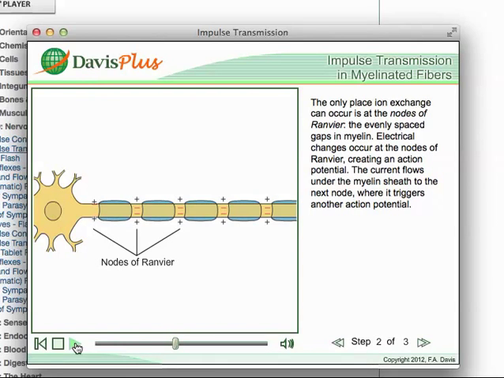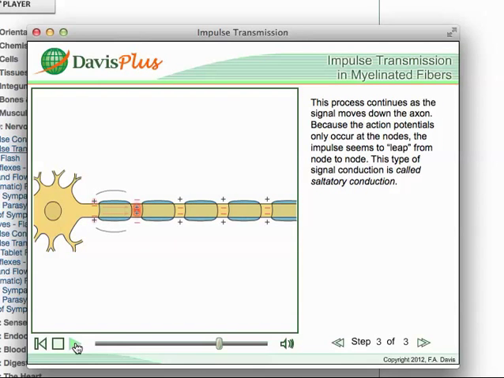Electrical changes occur at the nodes of Ranvier, creating an action potential. The current flows under the myelin sheath to the next node, where it triggers another action potential. This process continues as the signal moves down the axon. Because the action potentials occur only at the nodes, the impulse seems to leap from node to node. This type of signal conduction is called saltatory conduction.